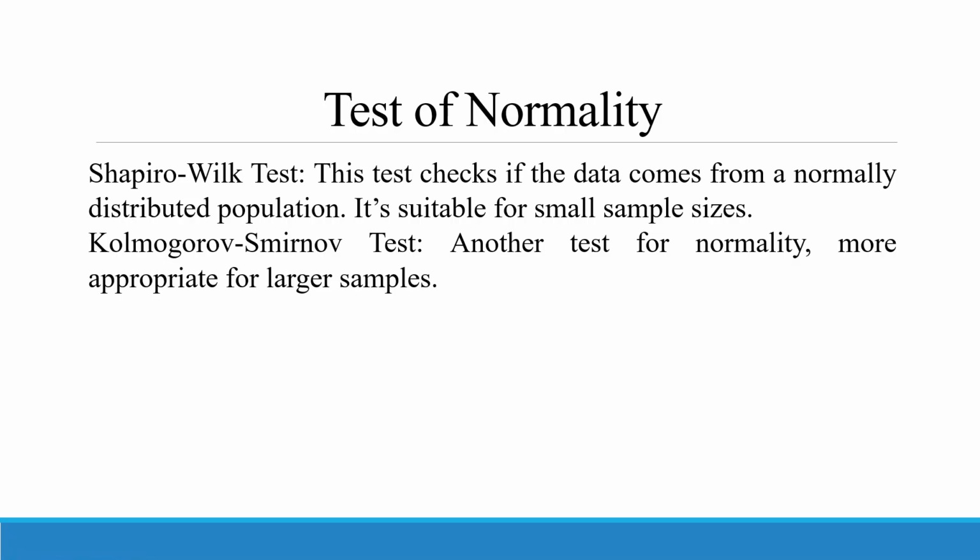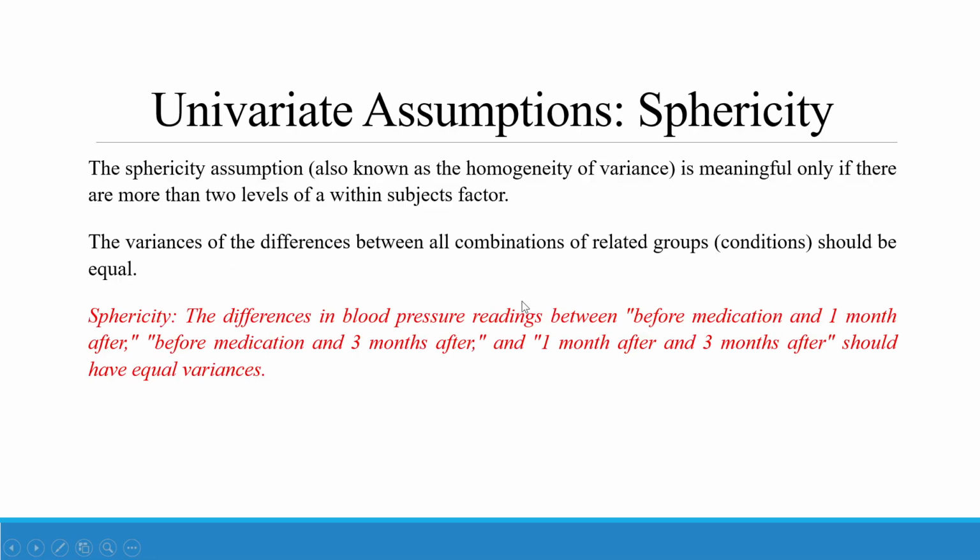So we have formal testing methods. Shapiro-Wilk test and Kolmogorov-Smirnov test are used for testing the normality. If we have a small sample, we go for Shapiro-Wilk, and for the large sample, we go for Kolmogorov-Smirnov test. The second assumption is of the sphericity.